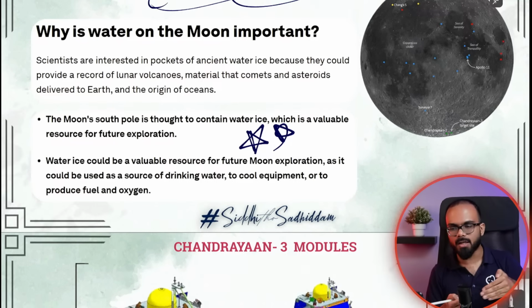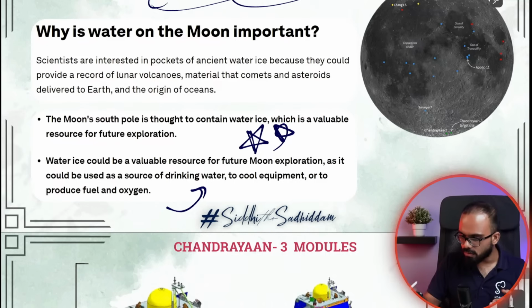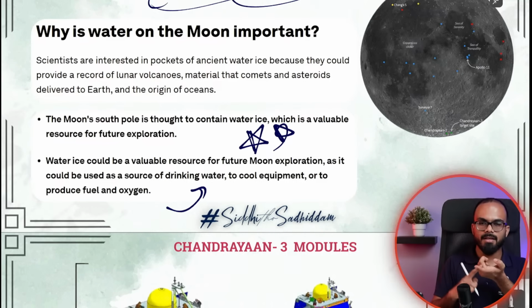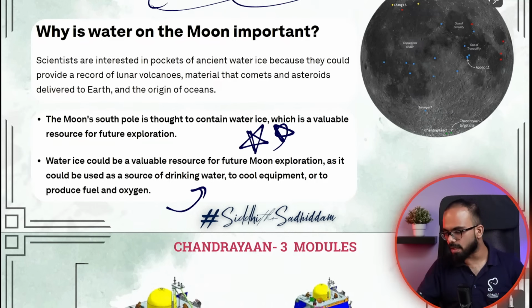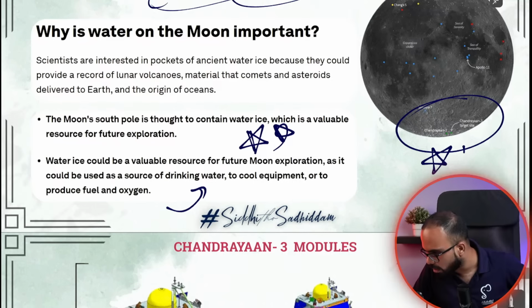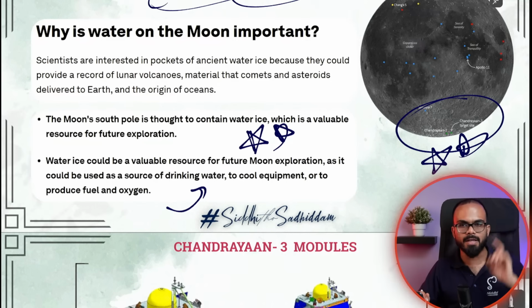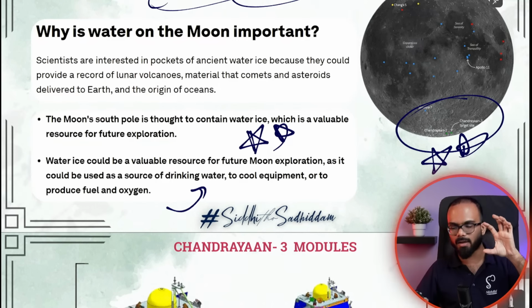So you need water. If there is water on the moon, we can utilize it. We can utilize it for cooling. We can utilize it for producing fuel, oxygen, etc. Because of that, South Pole exploration is extremely important, and India is the first country in the world to successfully soft land on the South Pole.